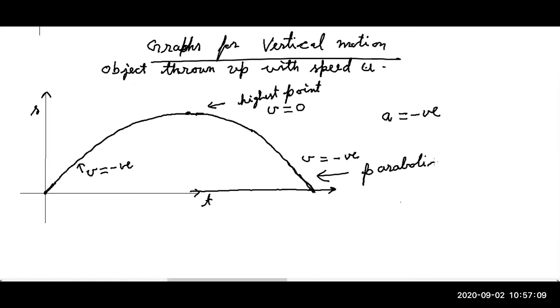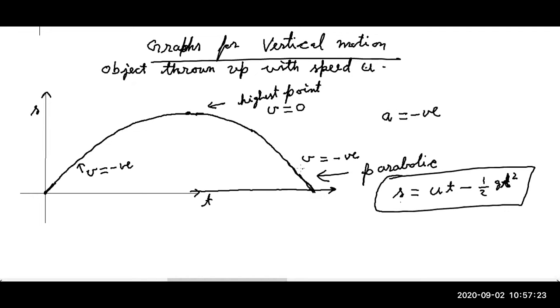Why parabolic? Because S and T are related with this relation: T is squared and S is single power. So this graph gives a parabolic relation. So this is a parabola.